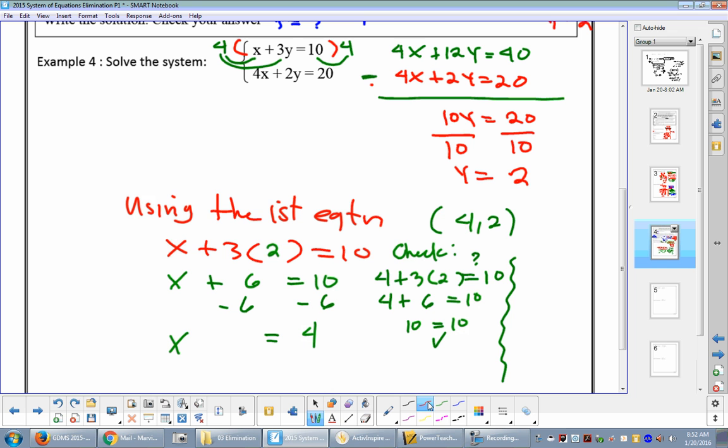Let's check the second equation. My second equation is 4 times x, but my x is 4, plus 2y, my y is 2, equals 20. Okay, let's check if it will be equal to 20. This is 16, that's 4, and then 16 plus 4 will give us 20. Alright, so it worked also in our second equation. So therefore we can guarantee that the solution for that system is 4 comma 2.